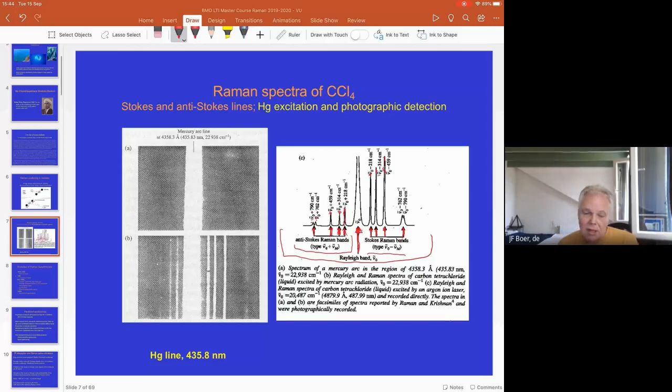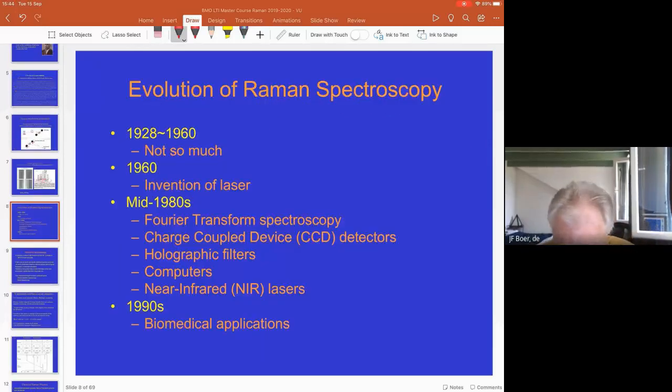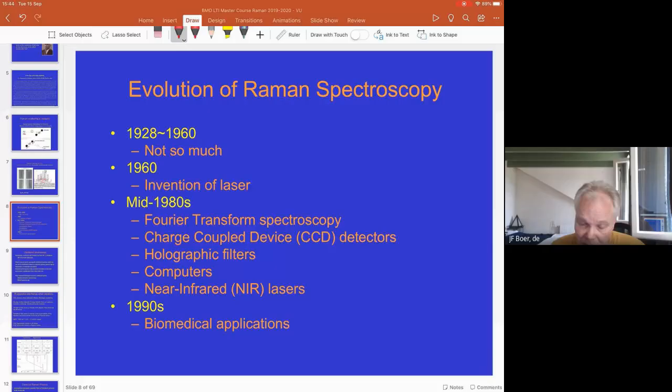So let's go back to the evolution of Raman spectroscopy. Yeah? So from 1928 to 1960, not much happened. That is because powerful sources were not available to study this effect. But with the invention of the laser in the 1960s, Raman spectroscopy really took off, and especially in the 1980s with the availability of very sensitive detectors.